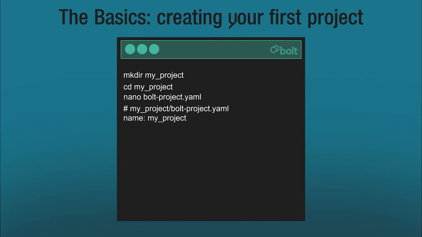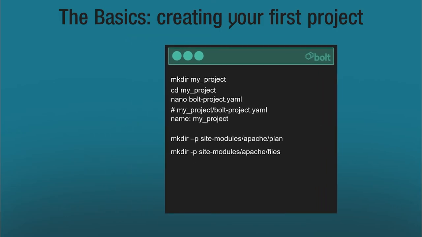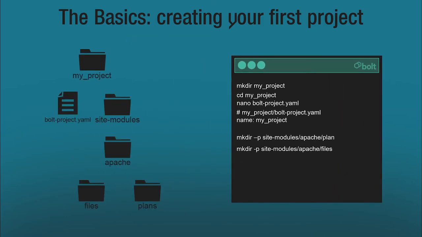For our first plan, we will install Apache on the targets, so we have to set up an Apache module directory. Use the following commands to create the correct directories. After this, your project folder should look like this.